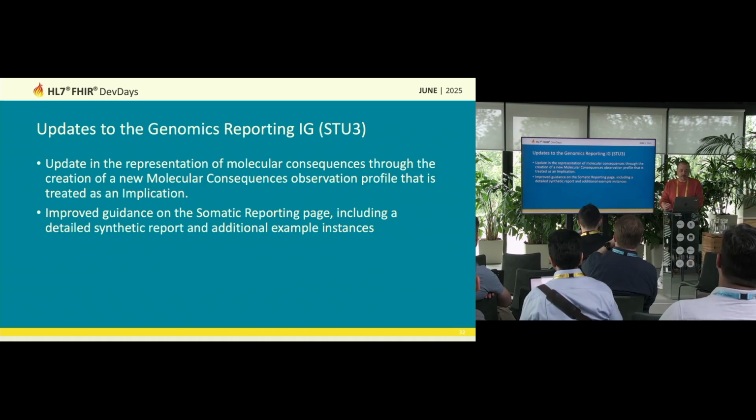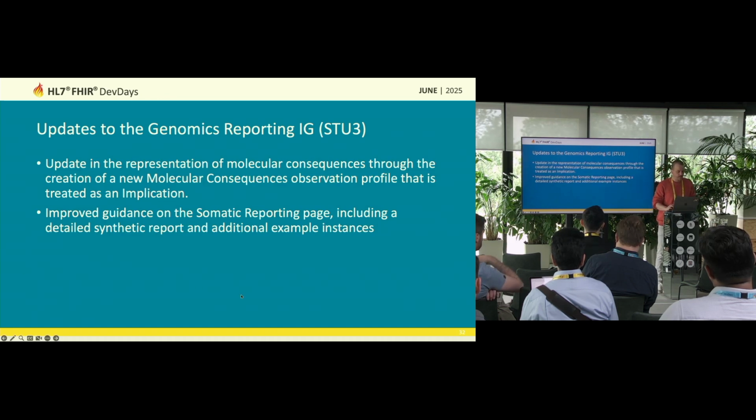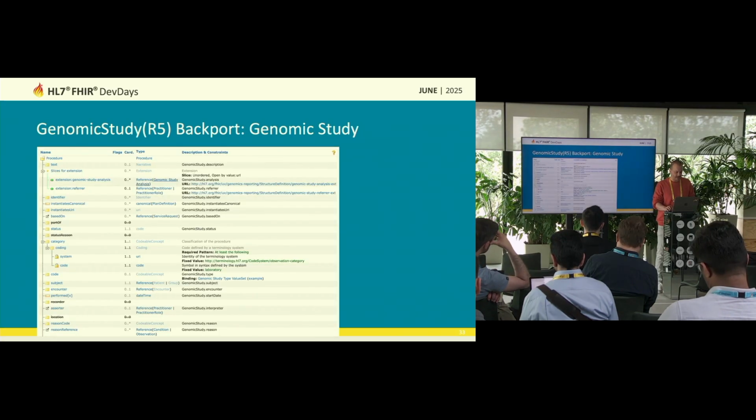We updated the representation of molecular consequences through a new molecular consequences profile. Before, it was part of the variant, but now we have separated the consequences from the variant because semantically it just makes sense. One is what changed, and the implication is what we infer from it. And we improved the guidance on the somatic reporting page. So we have a detailed synthetic report and additional example resources in order to more easily understand all of the possibilities.